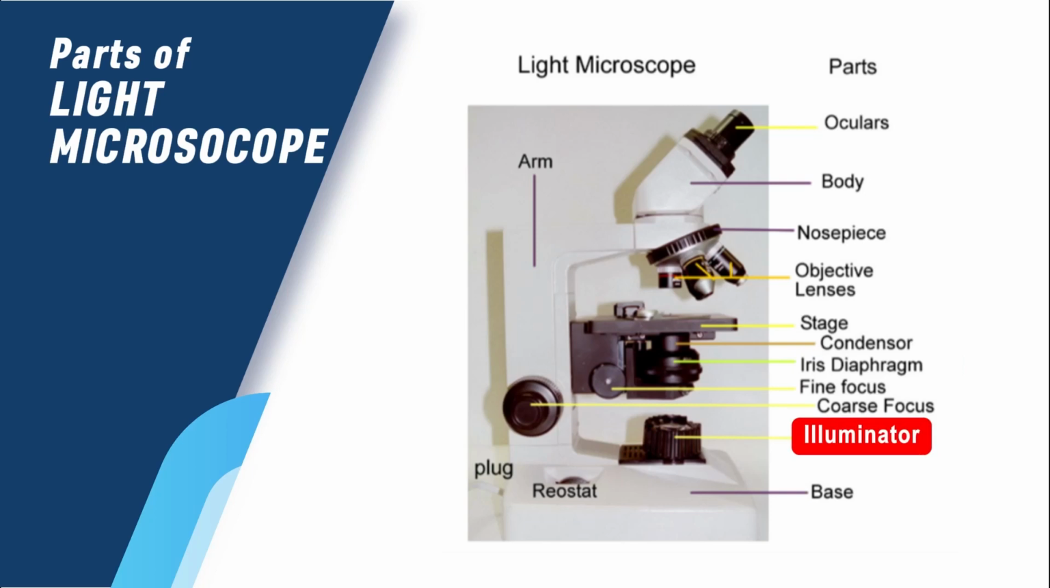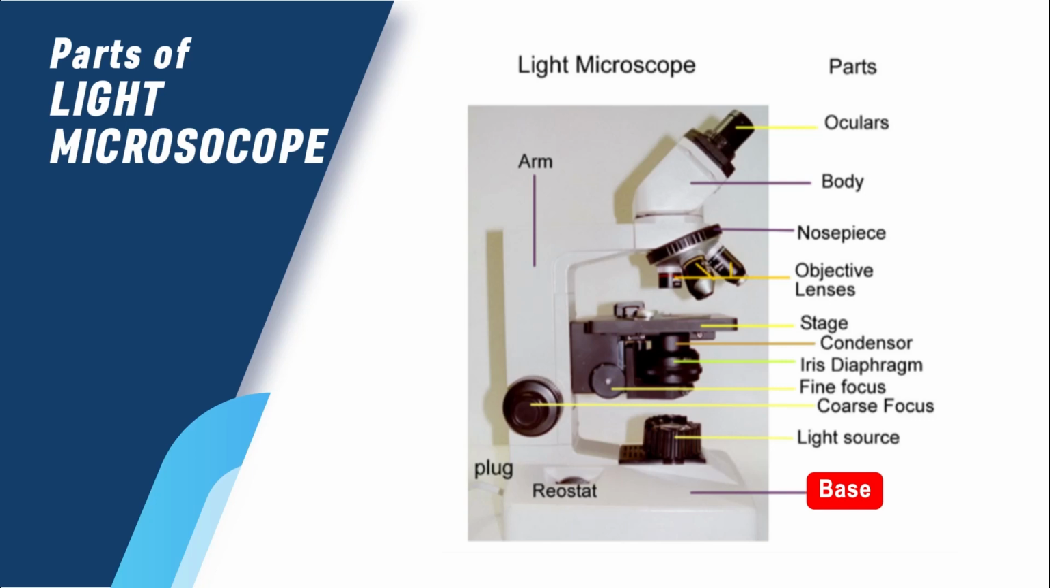It is typically located in the base of the microscope and may consist of a halogen lamp, LED, or other light sources. The illumination can be transmitted through the sample, transmitted light microscopy, or directed onto the sample from above, reflected light microscopy. Base. The flat structure of the microscope that supports the entire instrument.